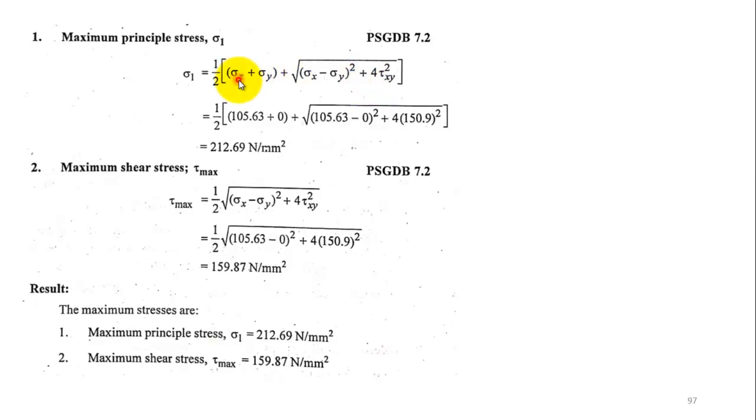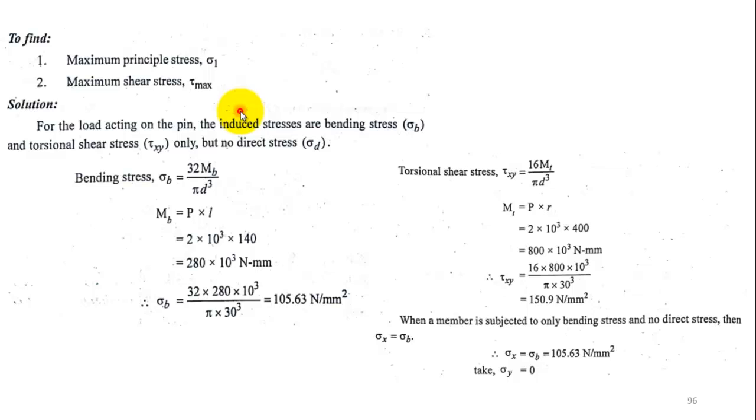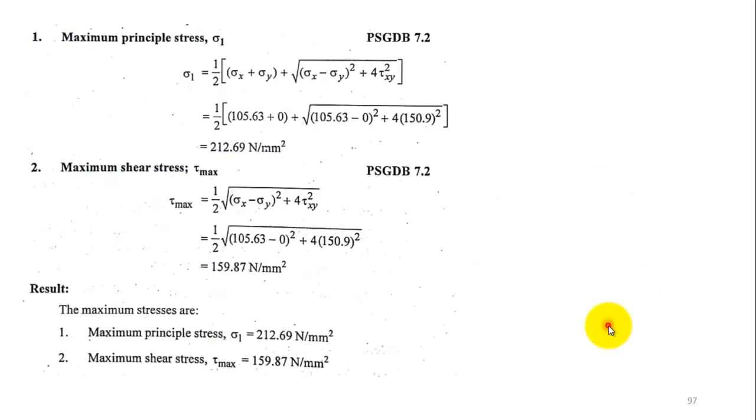Those values we have to substitute. In case of sigma x, we already calculated. Sigma x value is 105.63. It is nothing but our bending stress alone. No direct stress is acting in this component. So directly we can use the bending stress value. Sigma b is equal to sigma x, 105.63. Sigma y is always 0 in such problems. You need not give any values for sigma y. Tau xy we already calculated. So this will give you the maximum principal stress, sigma 1, 212.69 Newton per mm square.